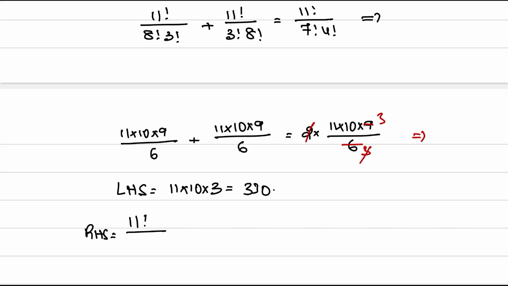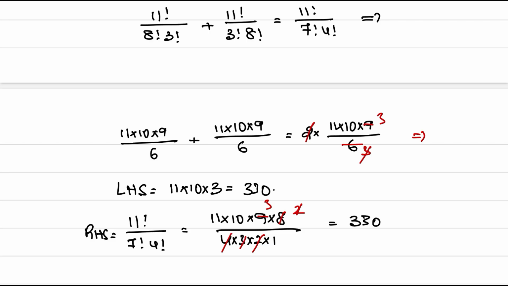Now what will be the value of the right hand side? Factorial 11 by factorial 7 into factorial 4. That is 11 into 10 into 9 into 8 divided by 4 into 3 into 2 into 1. 4 2s are 8, 3 3s are 9, the 2 gets cancelled. That leaves 3 into 11 into 10, which is 330.